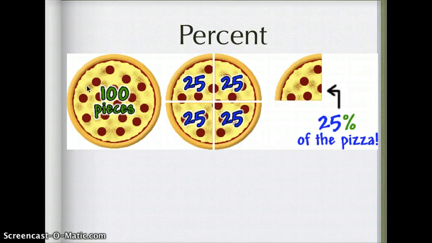If we move on, here are just some representations of percent. If we have 100 pieces of pizza, we could break them up into sections of 25 pieces of pizza. If we have one of these sections, it's 25 pieces of the original 100 pieces, and that's 25% of the pizza. You could also see that it's 1/4 of the entire pizza, which is why 1/4 is the same thing as 25%. We're going to be going through how to go back and forth between those forms today.